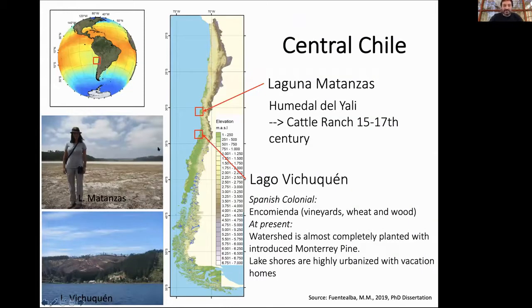So we started looking at these lake records. Here's Magdalena right there in the picture, standing next to what is now a dry Laguna Matanzas.